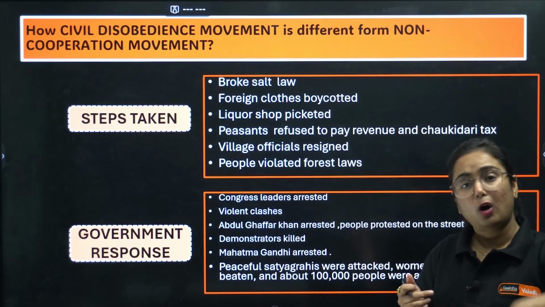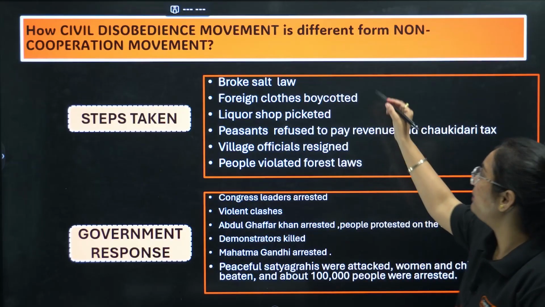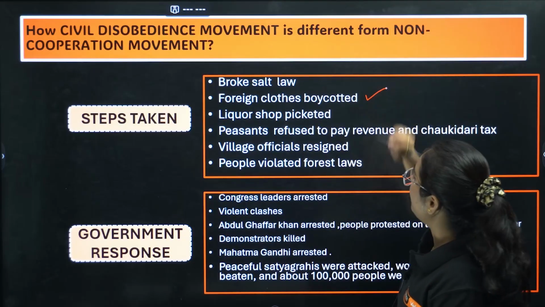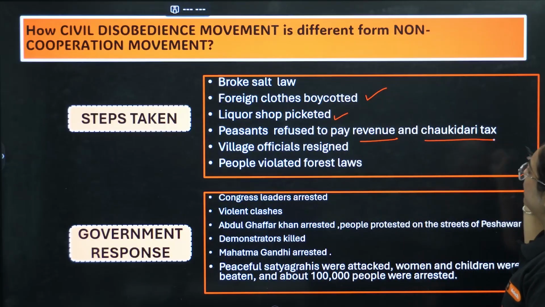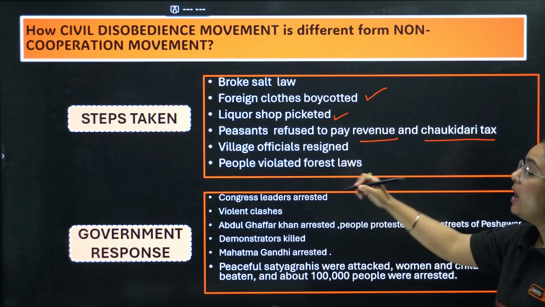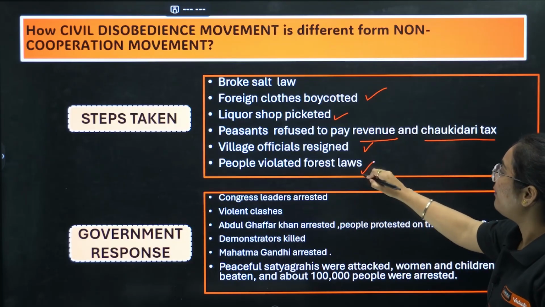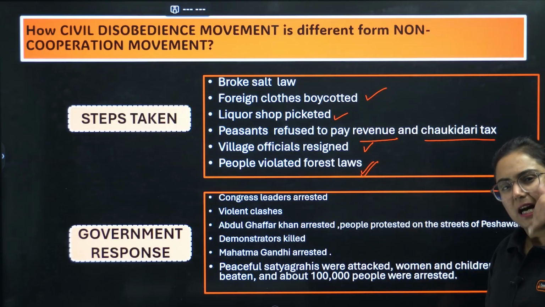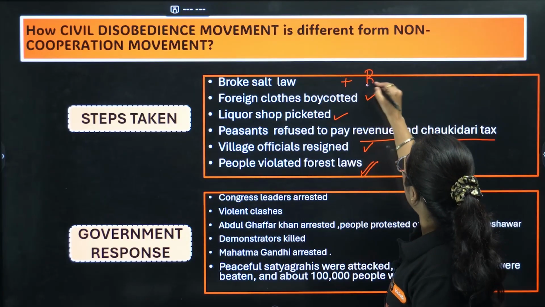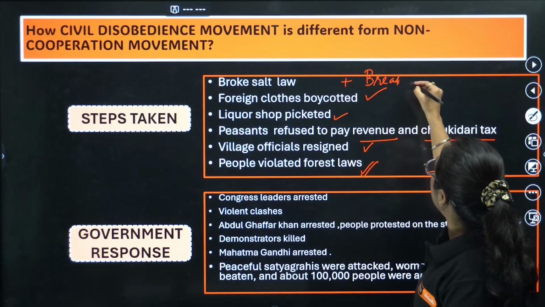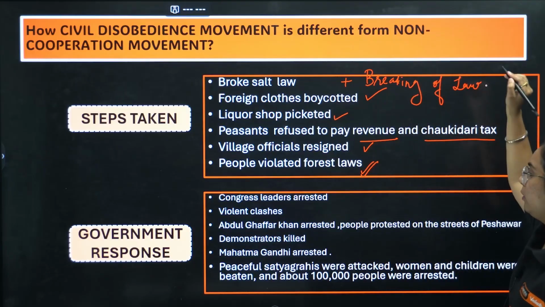The steps that were already being taken in the non-cooperation movement were also continued. For example, foreign clothes were boycotted, liquor shops were picketed, peasants refused to pay revenue and chowkidari tax, village officers resigned from their posts, and people violated the forest law, which had also happened earlier. But this time one more thing was added, that is the breaking of law.